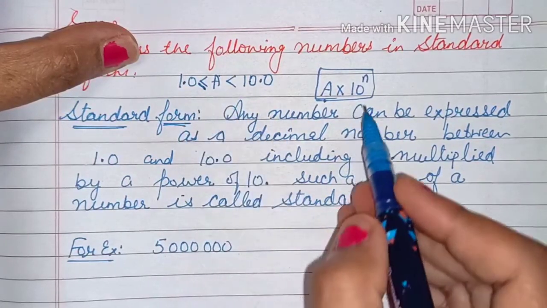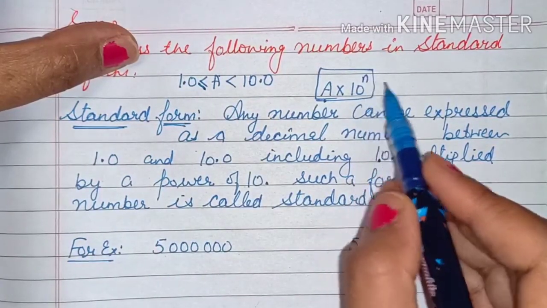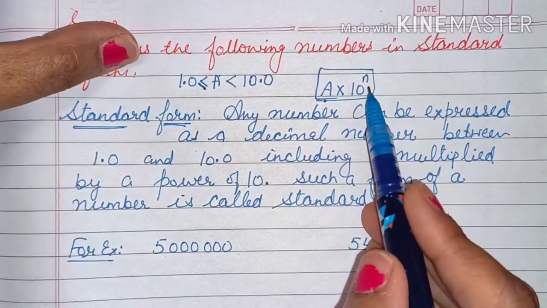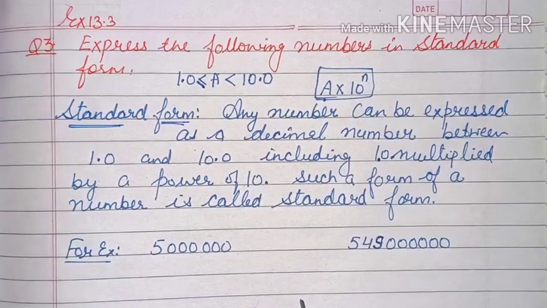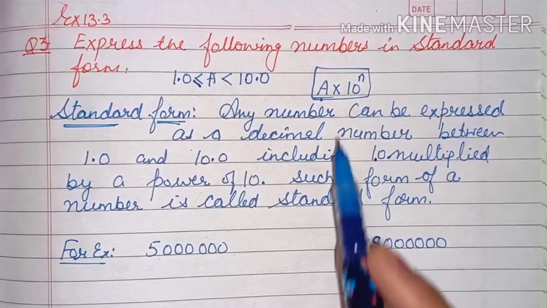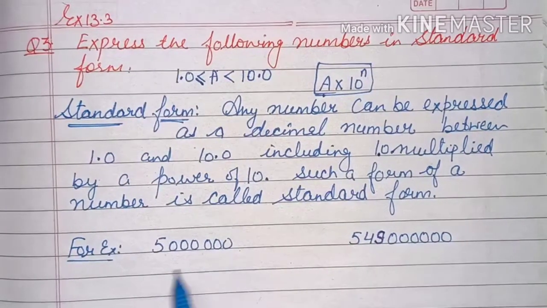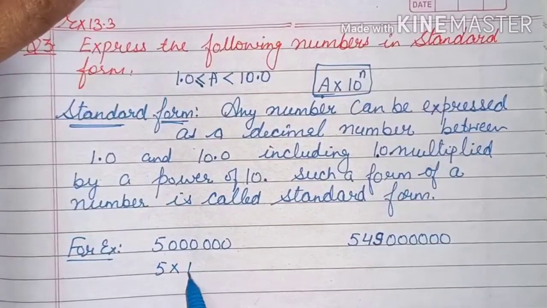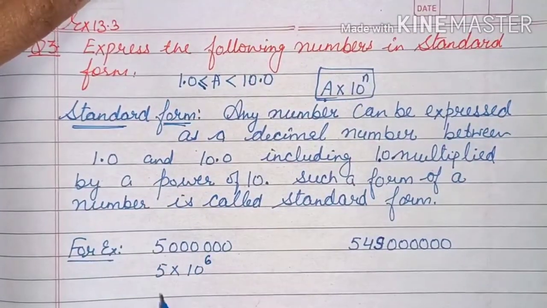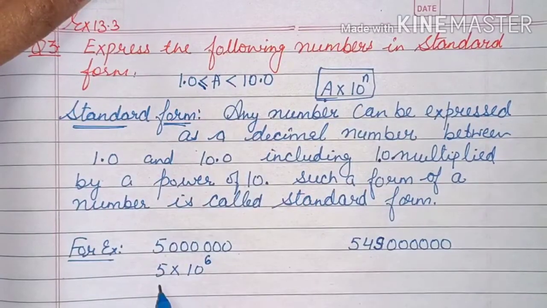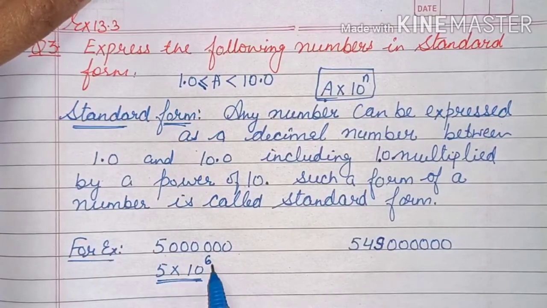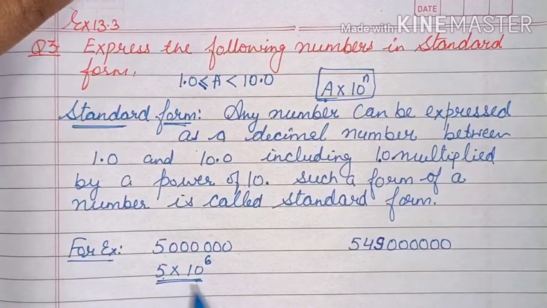So this is a, and n will be positive for large numbers and it will be negative for very small numbers. Here we will learn how to write very large numbers in the standard form. For example, we have 5 and 6 zeros. In the standard form, it can be simply written as 5 into 10 raised to power 6. Here 5 lies between 1 and 10, and 10 raised to power 6 is a large number, so the power is positive. So we have the standard form 5 into 10 raised to power 6. Here the number is multiplied with the power of 10.